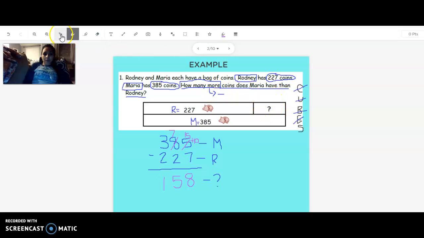Now, I need to type my answer where the question mark is. So I'm going to go back up. I'm going to click on the little arrow tool. And then I'm going to click on my question mark, my answer, and I'm going to type in 158. That is my answer, and that is what is going to be graded.